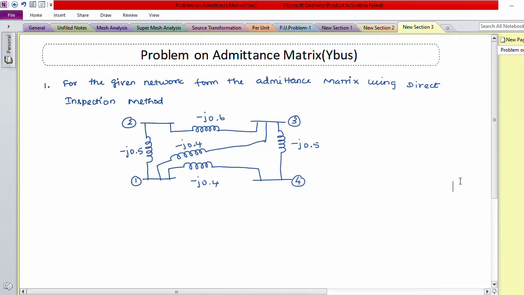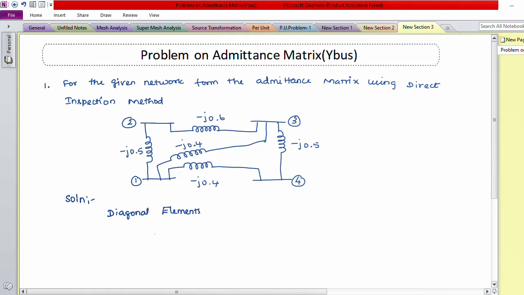Now for this given network, we have to form the bus admittance matrix using direct inspection method. So totally we are having 4 buses, so we will have a 4 cross 4 matrix. Now first we will form the diagonal elements.